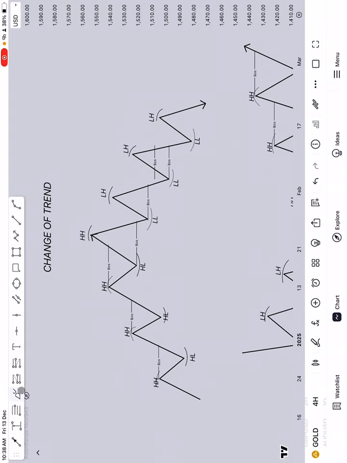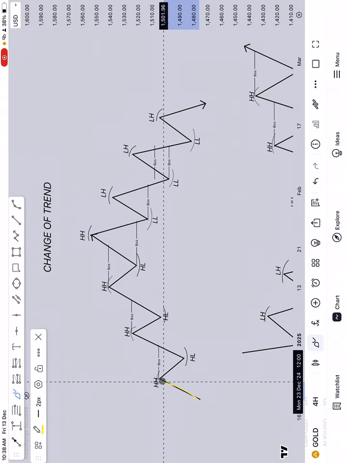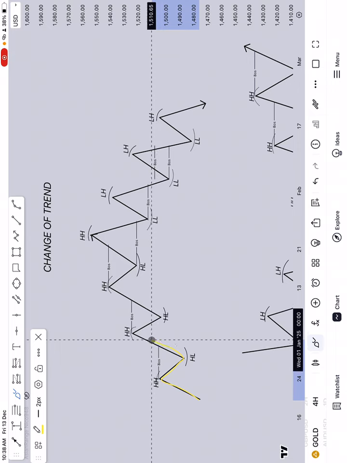So first things first, quickly, let's just look into price. Assuming price is here, we have already gone through this. You see the market is making higher highs, which are weak highs, and strong lows.